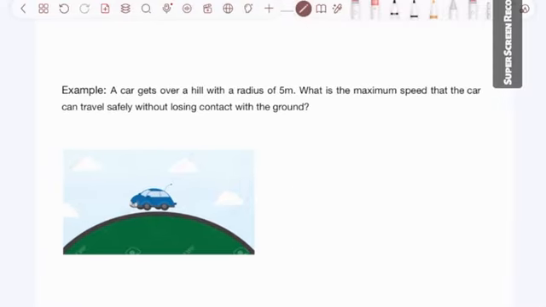Here we have a car getting over a hill with a radius of 5 meters, and it's asking us what is the maximum speed that the car can travel safely without losing contact with the ground.